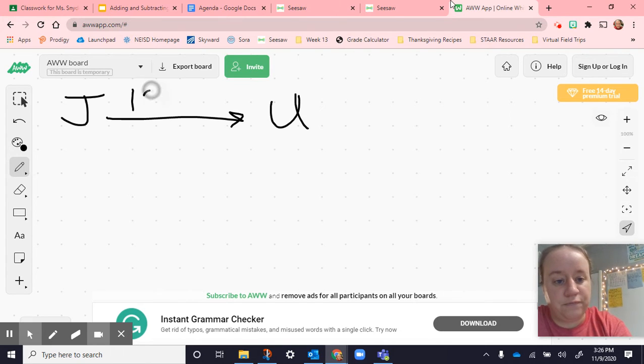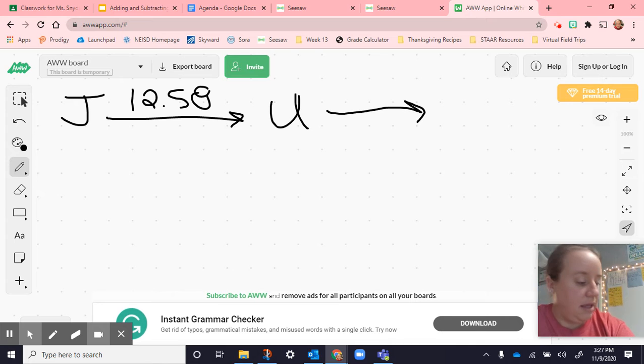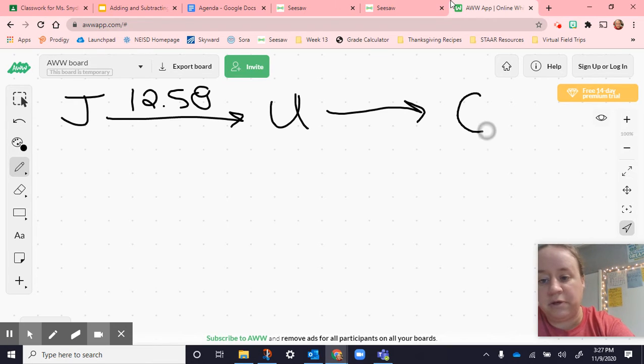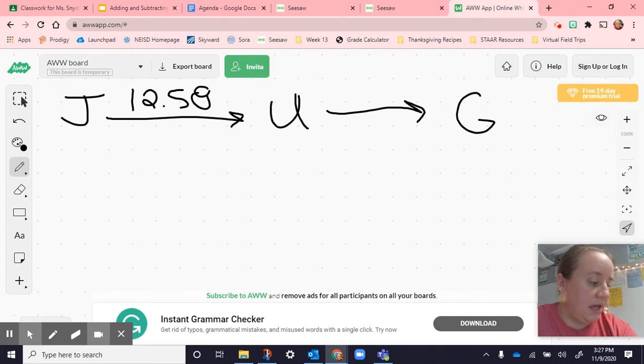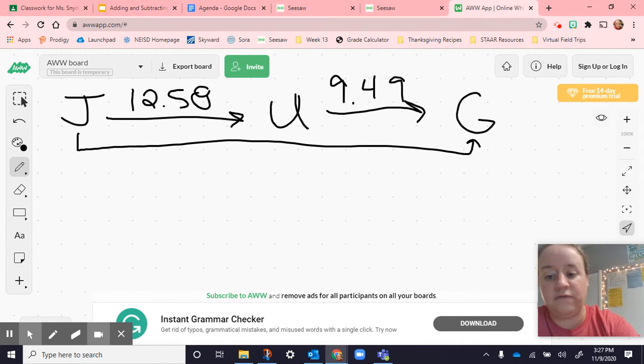From Jeff's house to his uncle's house, put U for uncle. It's 12 and 58 hundredths of a mile. Then if he travels another, so he's going to go this far, and then he's going to keep going to get to grandma's house, put G for grandma, and that's 9 and 49 hundredths of a mile. So then it says, what's the distance from Jeff's house to grandma's house? Well, Jeff's house to grandma's house is all of this amount.